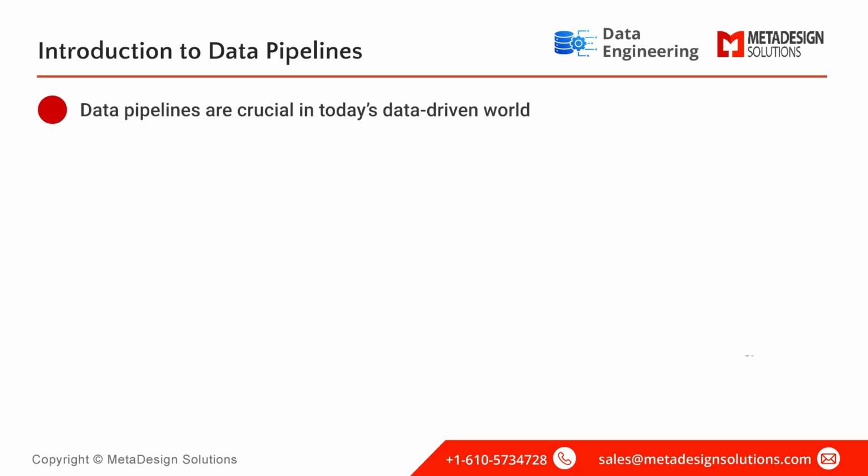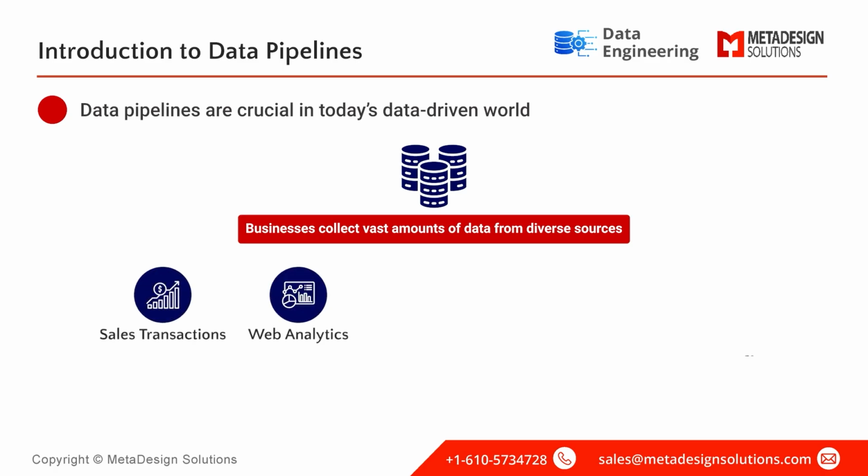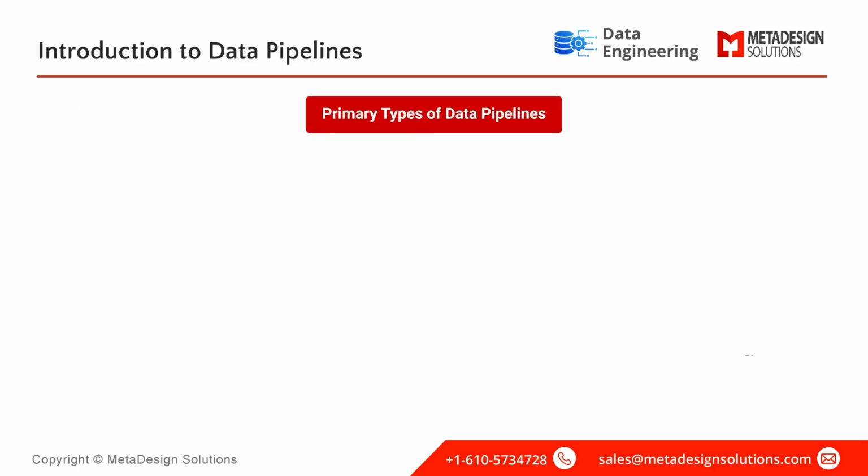Data pipelines are crucial in today's data-driven world. Businesses collect vast amounts of data from diverse sources, everything from sales transactions and web analytics to IoT devices and customer feedback. However, this raw data is often incomplete, inconsistent, or disorganized. Pipelines automate the journey of data, ensuring it flows seamlessly, is transformed correctly, and reaches its destination in a usable format.